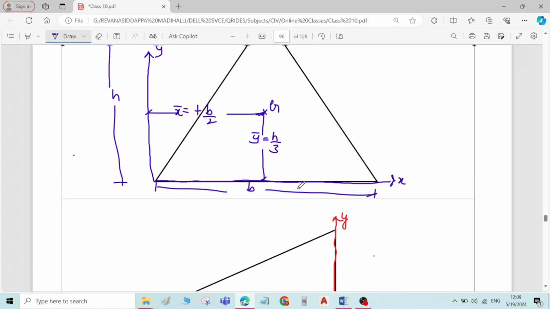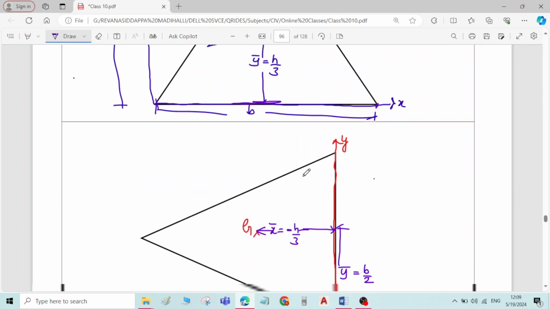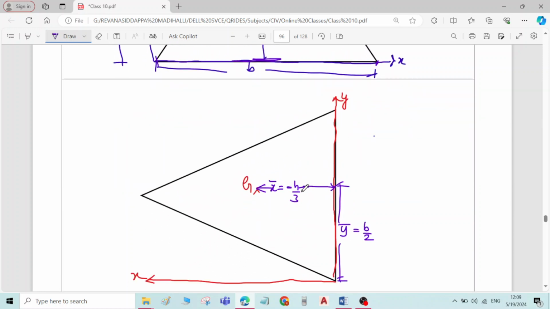So you have to remember the formula in a general way. In general, the distance of the centroid for a triangle is always h by 3 from the base, and it is b by 2 from the corners or the end points. So here x bar becomes the distance from the base of the triangle, therefore it is h by 3. And y bar becomes the distance from the corner point or the end point, so it becomes b by 2. That is how we have to apply the formula.